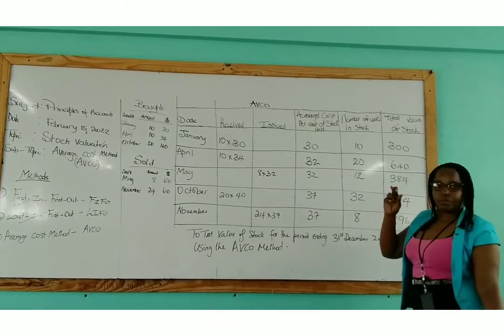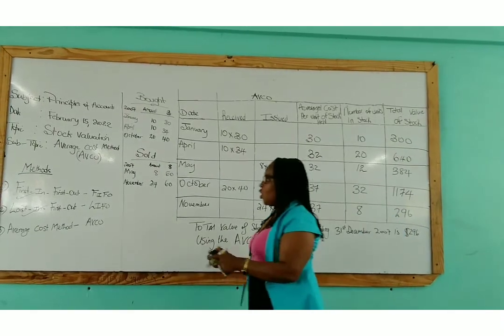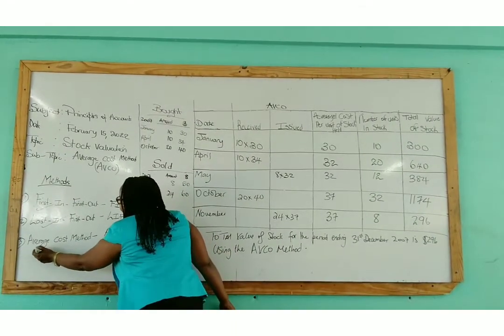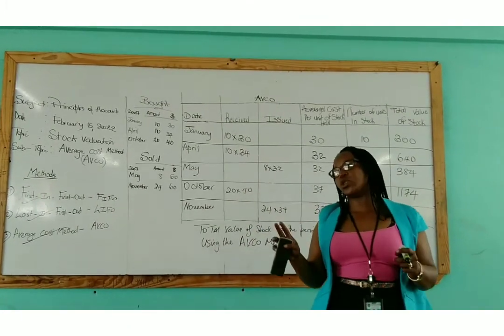Alright? So that's a wrap, guys. So we have FIFO, we have last in first out, and now we looked at the AVCO. That should conclude the 3 methods that we can use to value our stock.